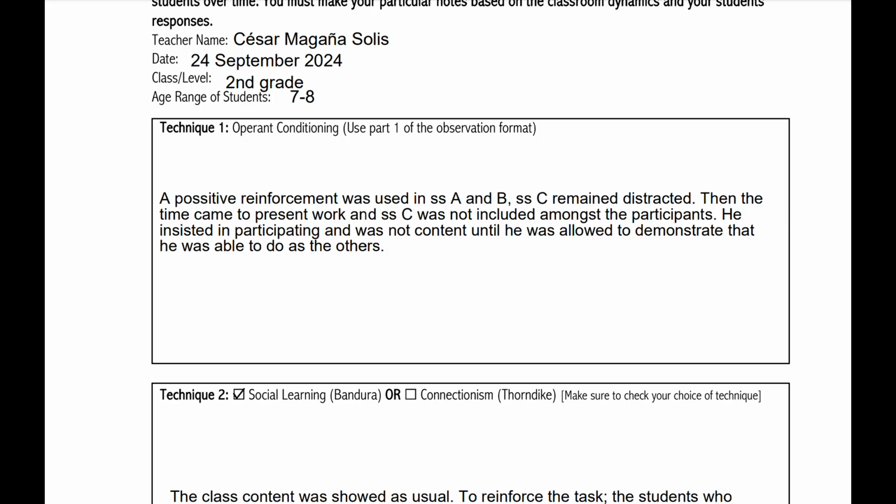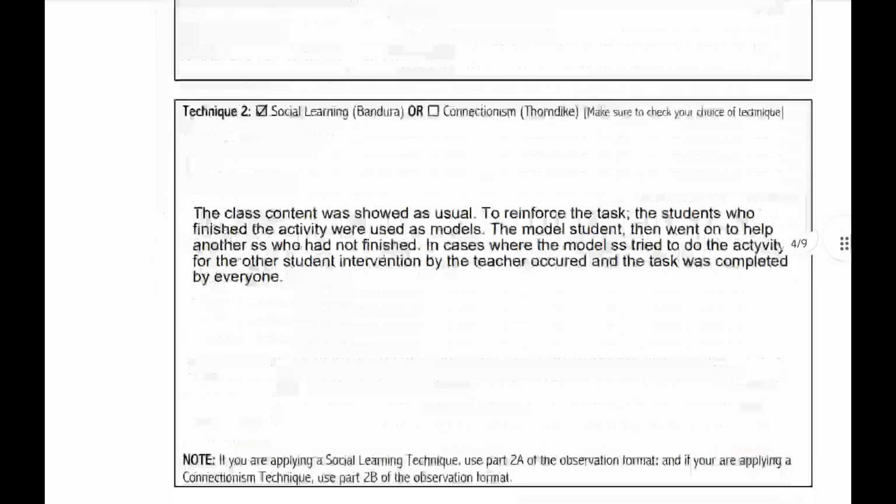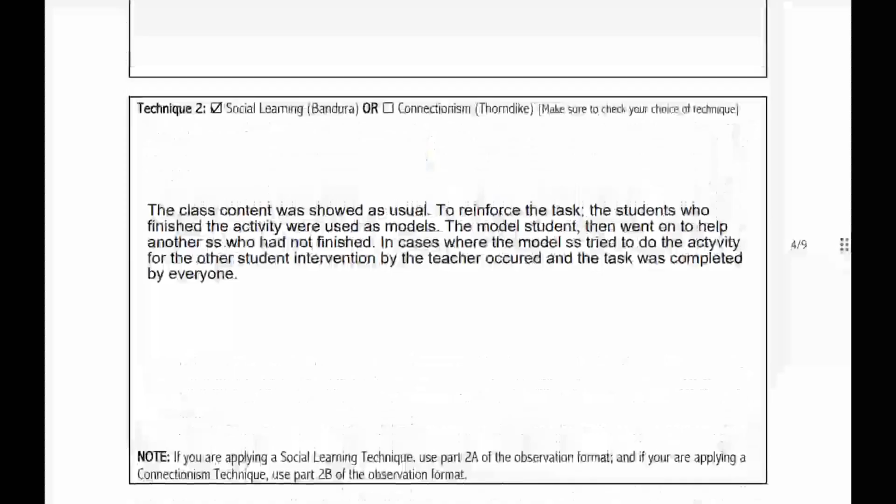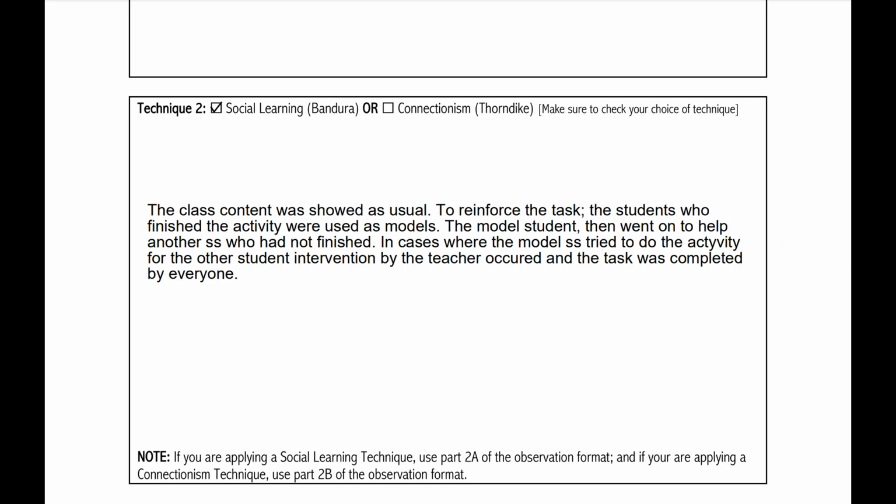Positive reinforcement was used with students A and B. Student C remained distracted. Then the time came to present work, and student C was not included among the participants, so he was handed an easier task. He insisted on participating and was not content until he was allowed to demonstrate that he was able to do as the others. The class content was shown as usual to reinforce the tasks.